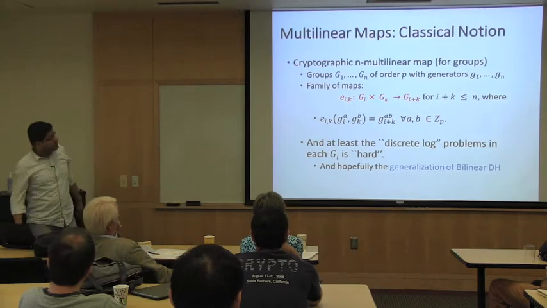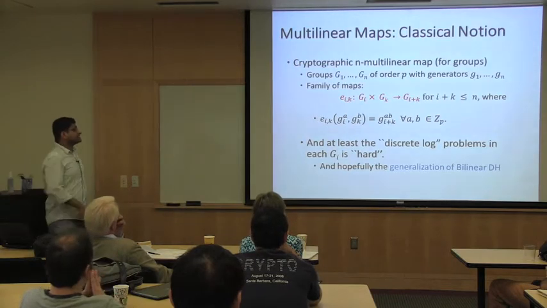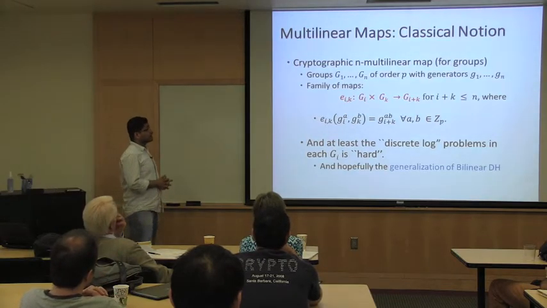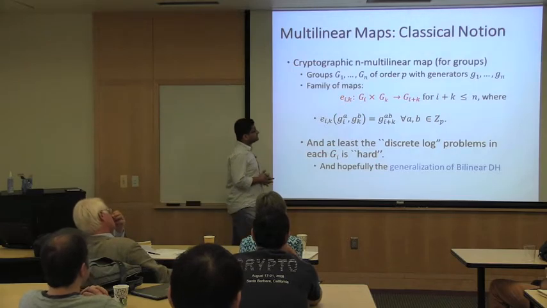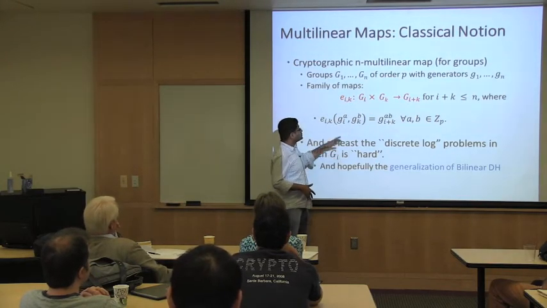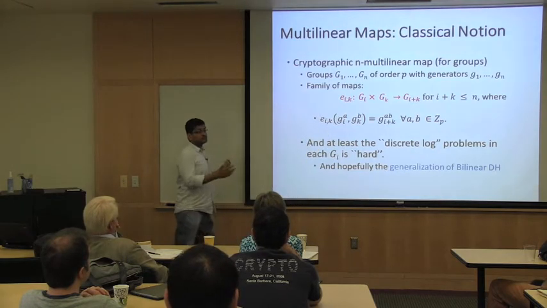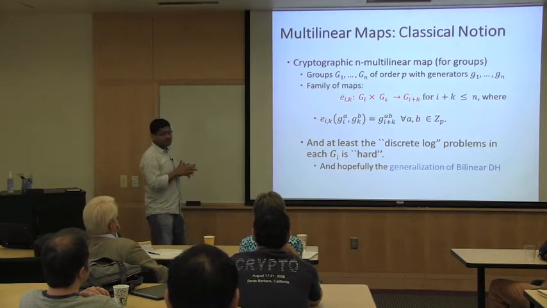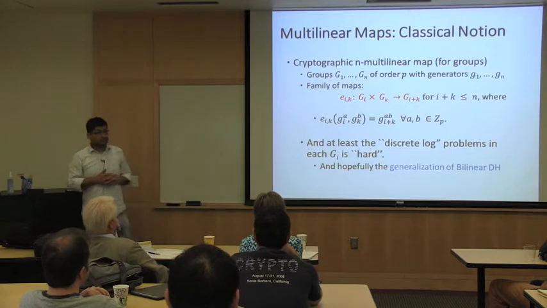Okay. So we hope that in this setting, at least the discrete log problem is hard. What I mean by that is that if I give you something in Gi, g_i to the a, then you shouldn't be able to go back a level down, so get g_{i-1} to the a. Okay, so something, yes.